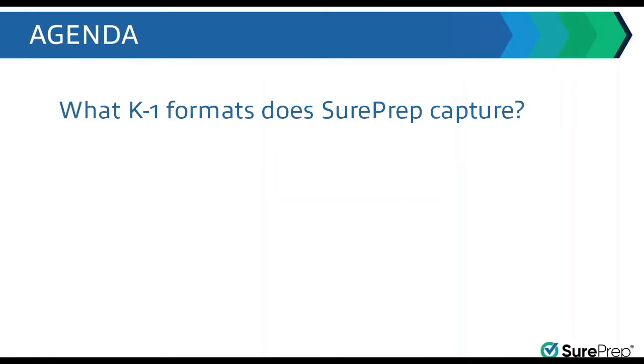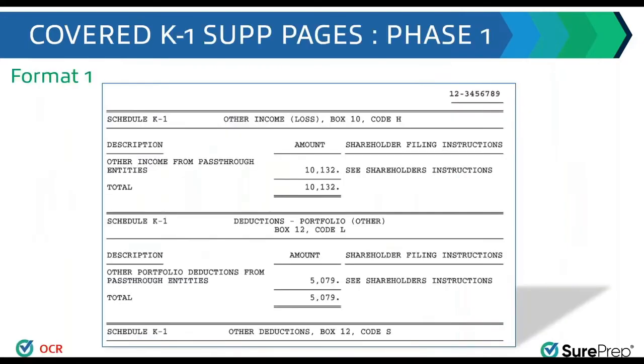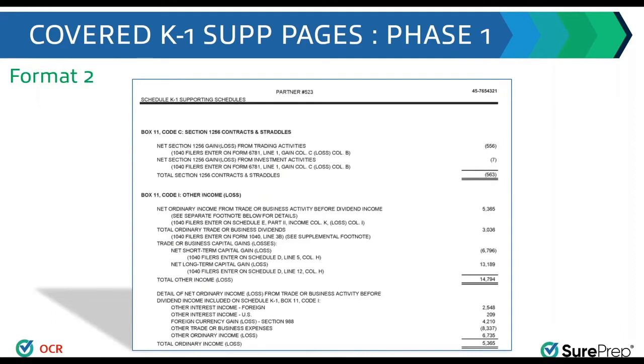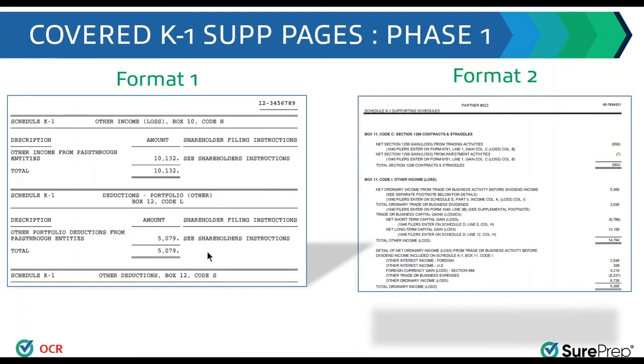SurePrep's OCR captures certain formats of K-1 supplement pages. Because this is phase 1 of the release, we have two formats that we have selected. This is the first format we will be capturing across all the K-1 types, and this is the second format. Now, as with anything we do at SurePrep, we have analytics and loads of data to show why we selected these two formats for our phase 1 release.